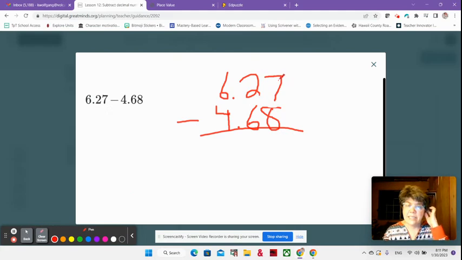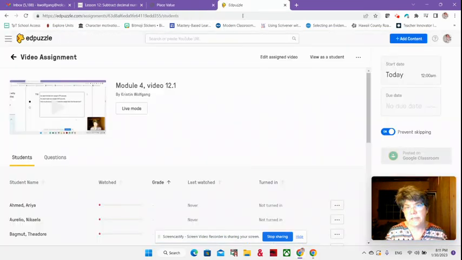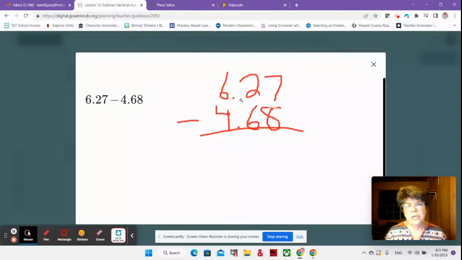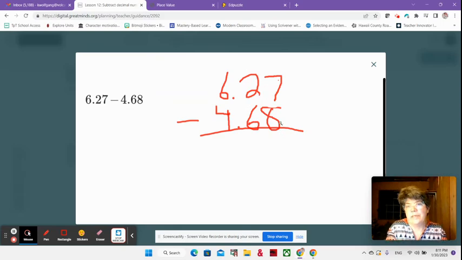Okay, now let's look at this. Can we subtract our hundredths? Can we take 8 from 7? Smaller number is on top. That's not going to work, right? And this is a big misconception that we see in 5th graders where they're going 8 minus 7, but we can't do that. Let's look at it with the place value, right? Here I have 7 hundredths. 1, 2, 3, 4, 5, 6, 7. Can I take 8 hundredths away from that? I only have 7. I can't take 8 away. So what do we need to do?